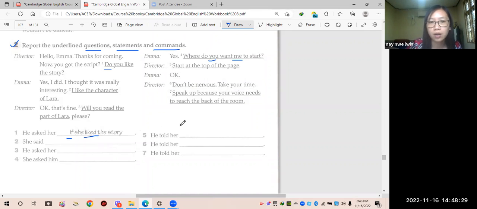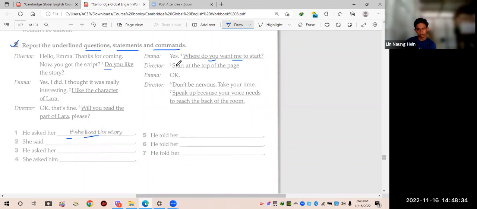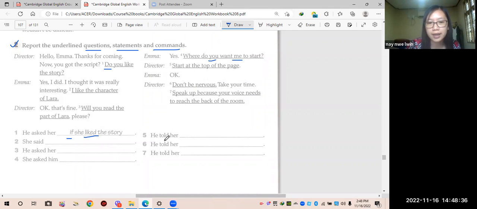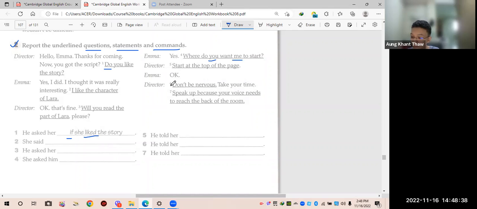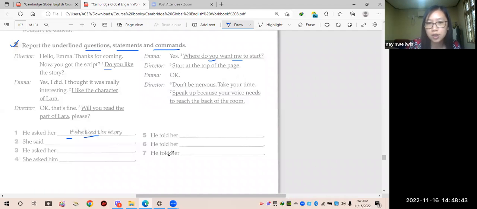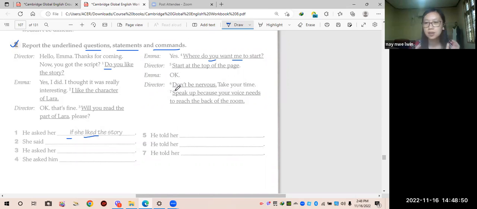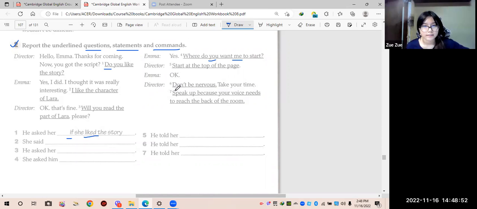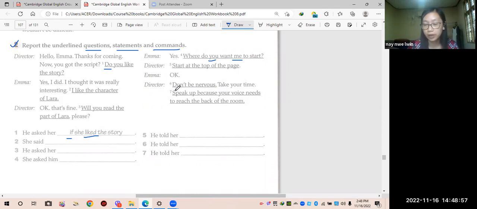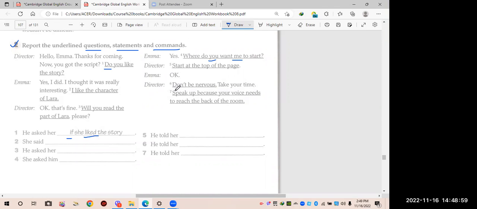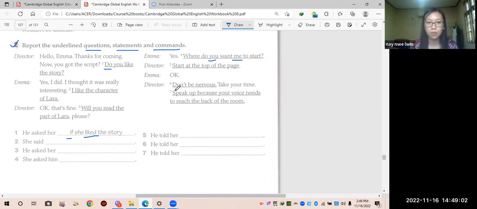He told her to start at the top of the page, and he told her not to be nervous. Yes, correct. And number 7, he told her to speak up, because her voice needed to reach the back of the room, right? Yes. Okay, so did you get all the answers for number 2, everyone?